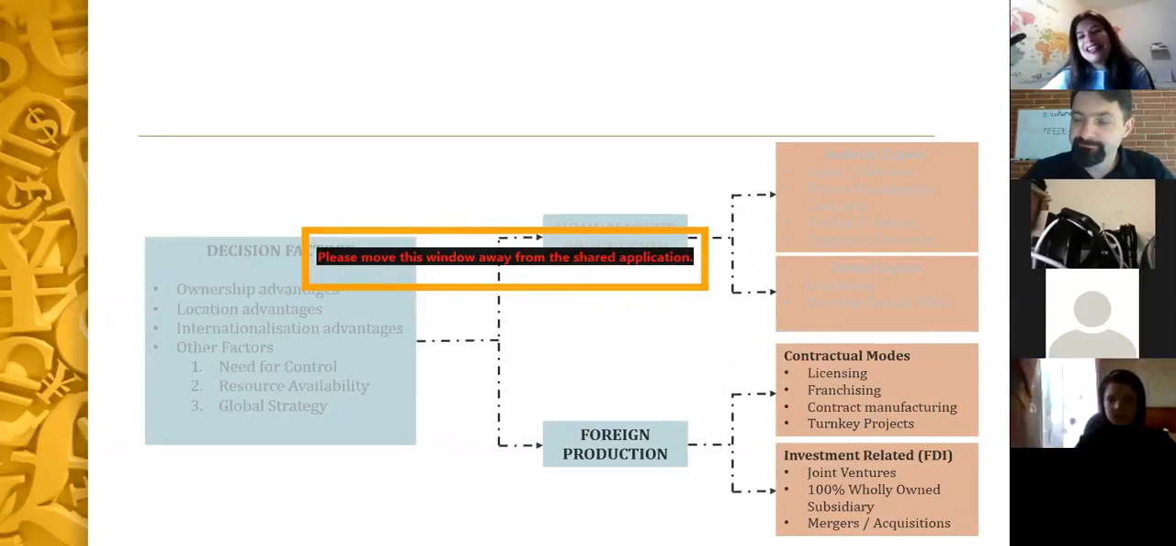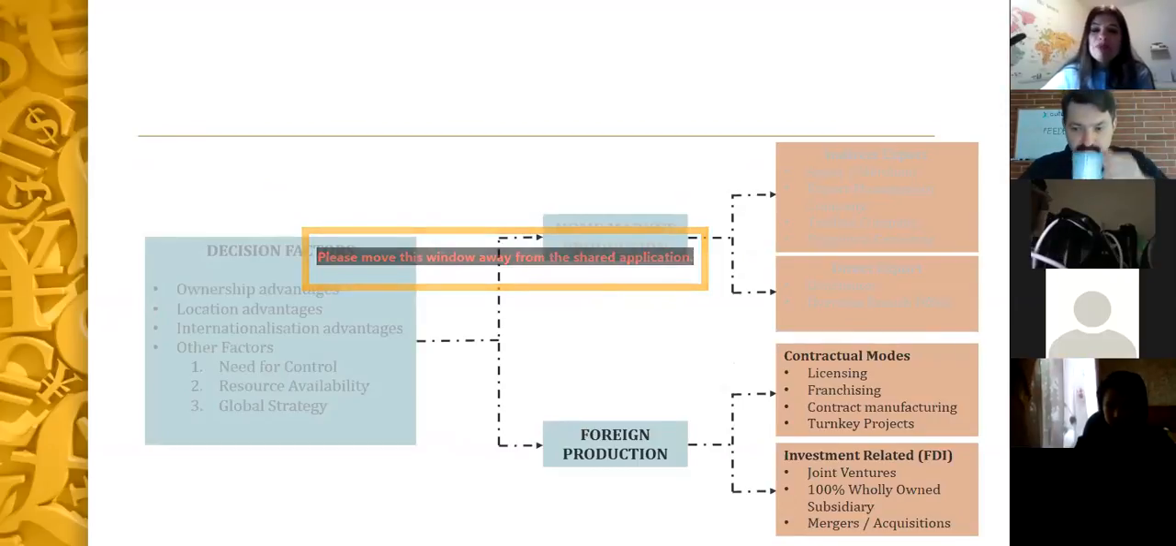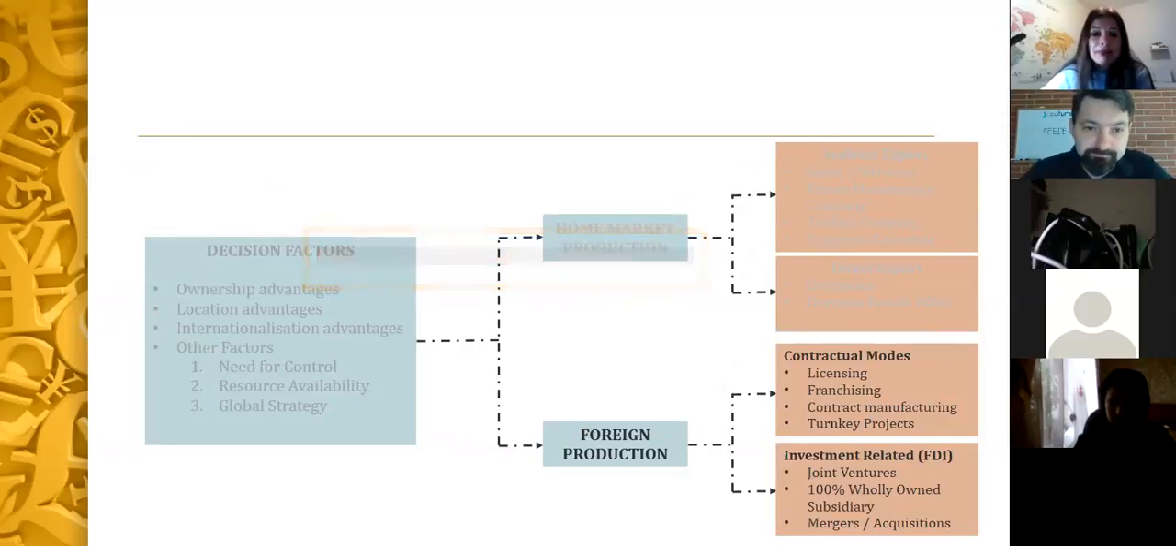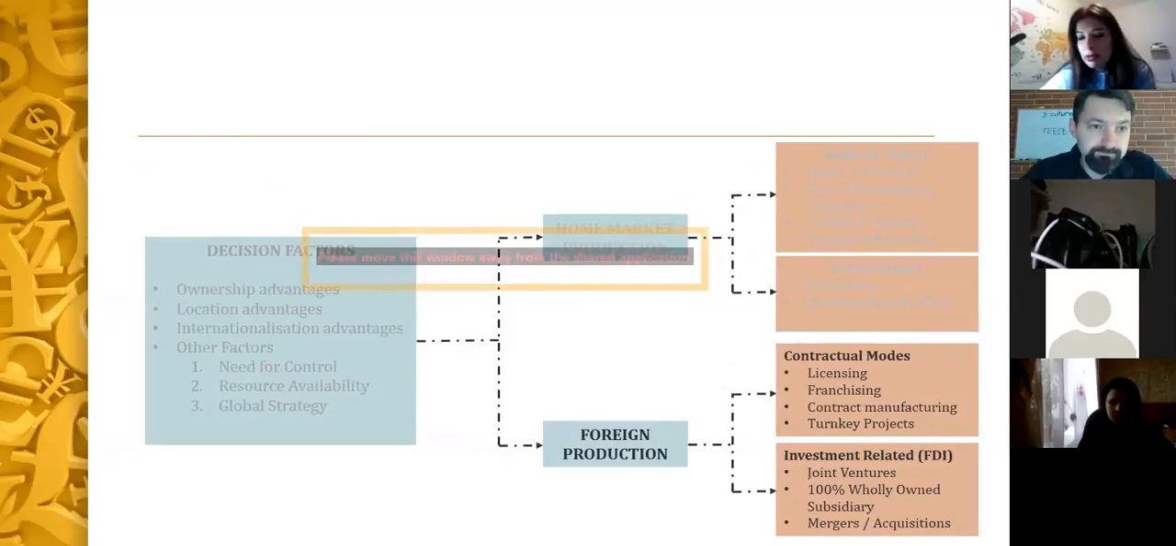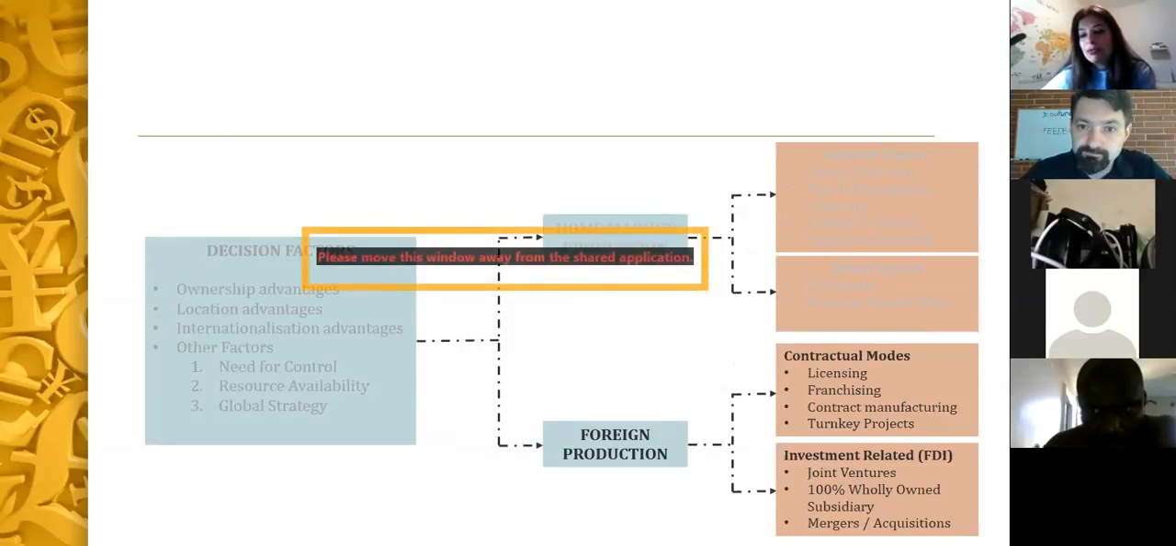So let's move on to the second method, which is your foreign production. This involves the firm having some kind of direct presence in the foreign market, and as we can see from this little diagram, the firm has two options. They can enter contractually with another company and enter into the foreign markets. And let's start with the contractual entry modes.